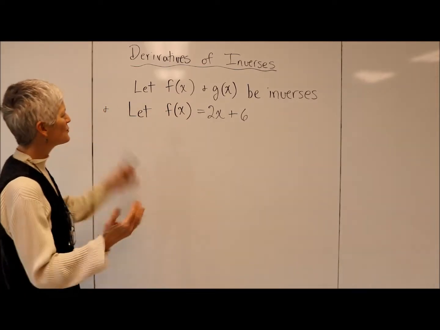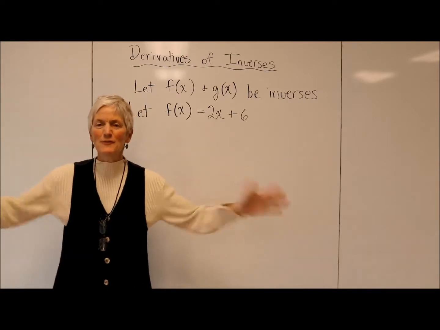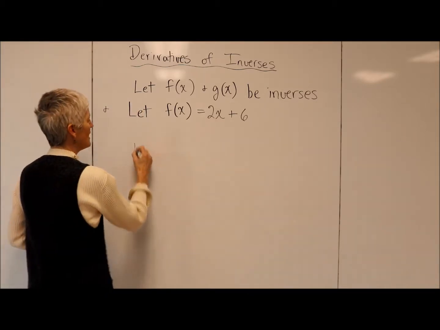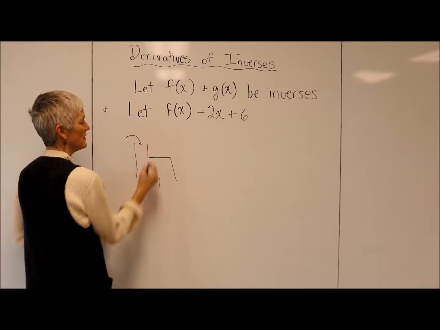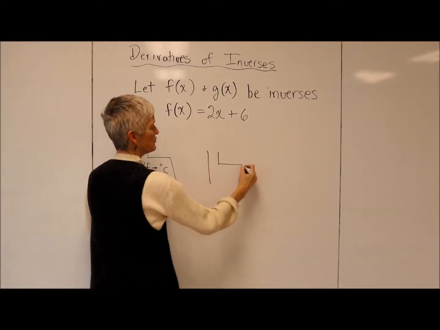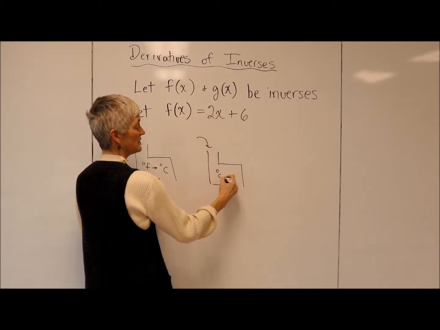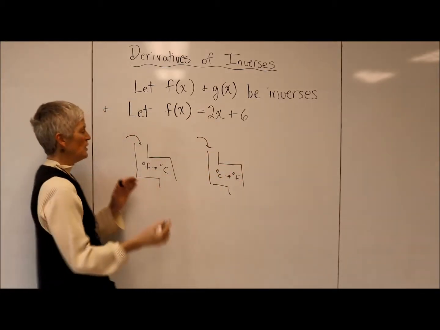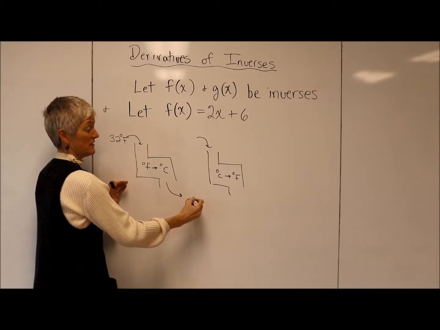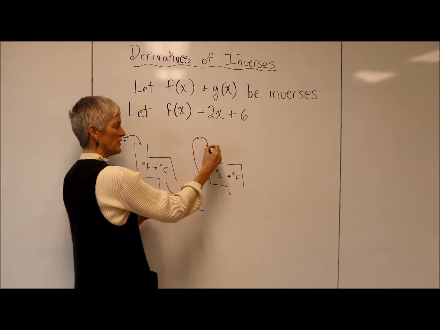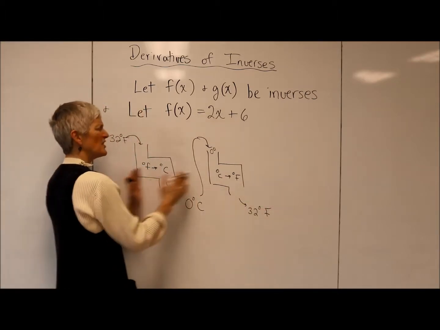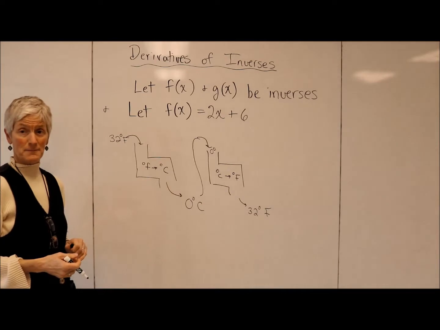Before we get into derivatives, let's just remember what inverses are. The inverse of a function undoes what the function does. I always think of Fahrenheit and Celsius. Here's my little machine that turns degrees Fahrenheit to degrees Celsius. And here's my little machine that turns degrees Celsius into degrees Fahrenheit. If I put in 32 degrees Fahrenheit, you get 0 degrees Celsius. What happens if I put 0 degrees Celsius into here? 32 degrees Fahrenheit. So these are inverses of each other. They undo each other.